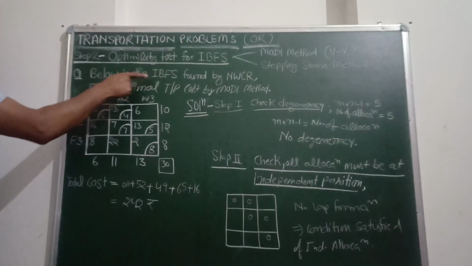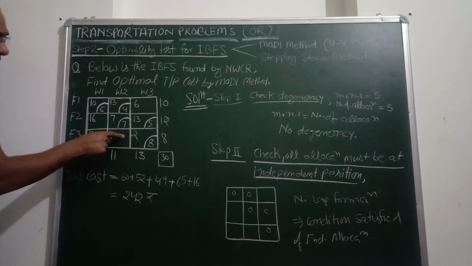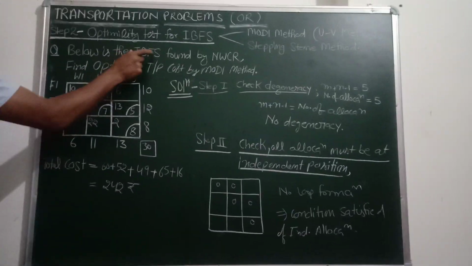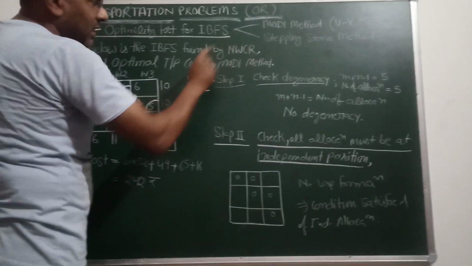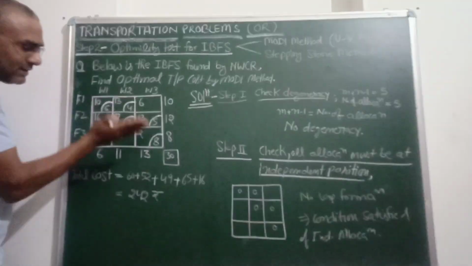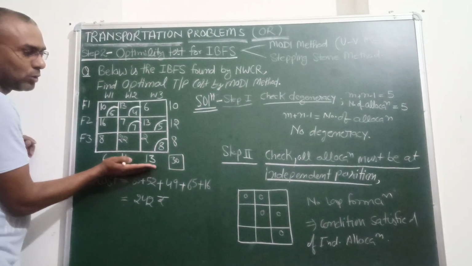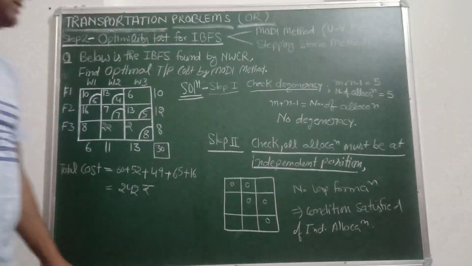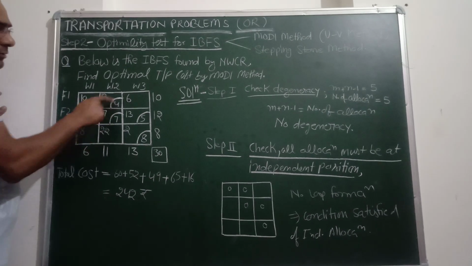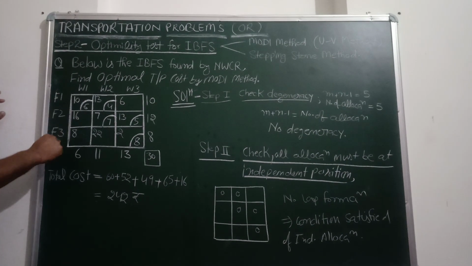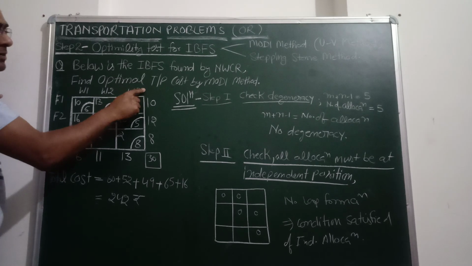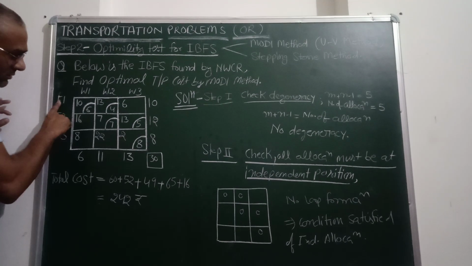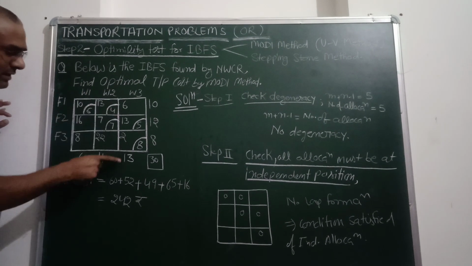So this is the question, or you can say this is the first part, NWCR used for finding IBFS solution. Now we will check whether the solution found by NWCR is optimal or not. If the solution found using this method is not optimal, then we will also proceed to finally find the optimal solution. So coming back to the problem, we have to check the optimality. These are three factories as explained earlier. These are the different warehouses. This is the transportation cost per unit. These are the supply from each factory, and these are the demand from each warehouse.